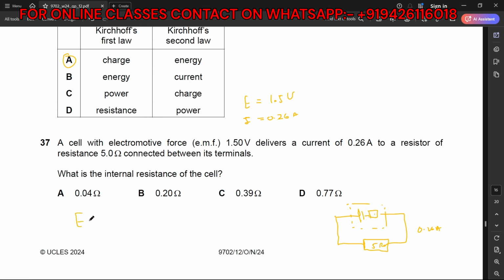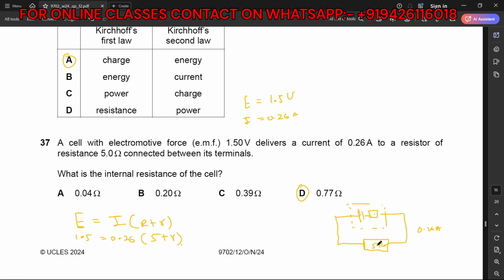So basically E is equal to I times (R plus r) is what I'm going to implement, the formula that we have learned in the electricity chapter of AS level physics. So 1.5 is equal to 0.26 times (5 plus r). And then if I do this calculation, 1.5 divided by 0.26, and then answer minus 5, it comes out to be 0.769. So it is 0.77. Answer is going to be D over here.